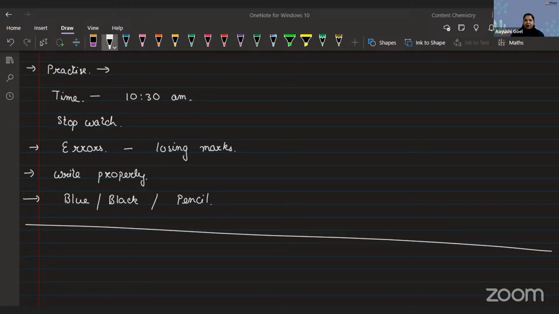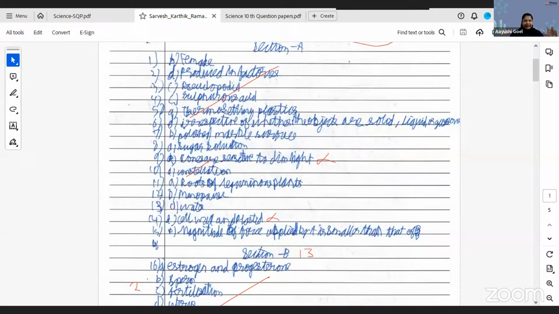Okay, so let me share the complete answer sheet of the student with you. I hope this is visible. No, it's not visible. Okay, there's no issue. Yeah, now it is visible. Is it visible now to everyone?